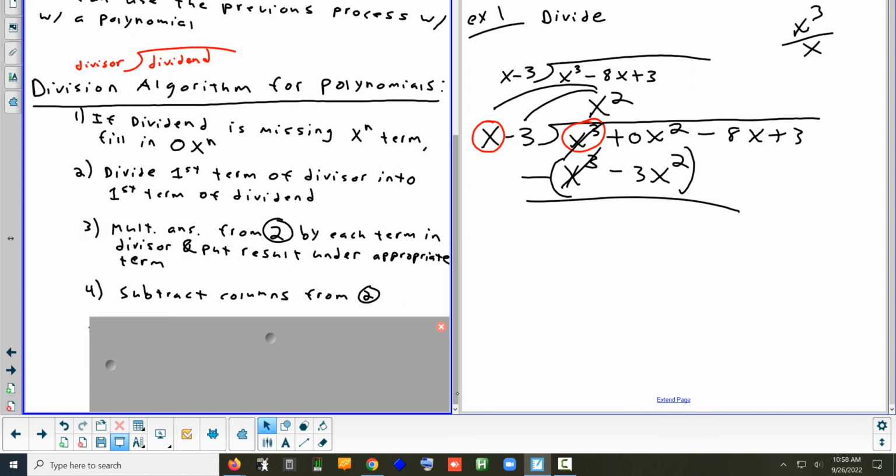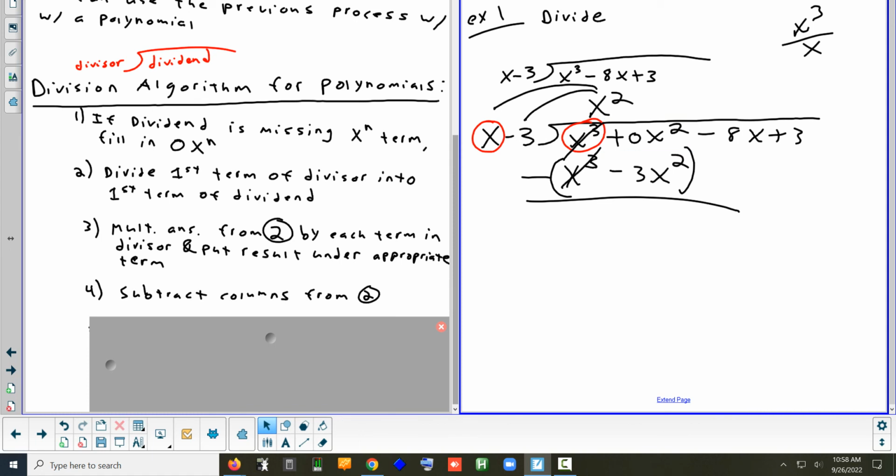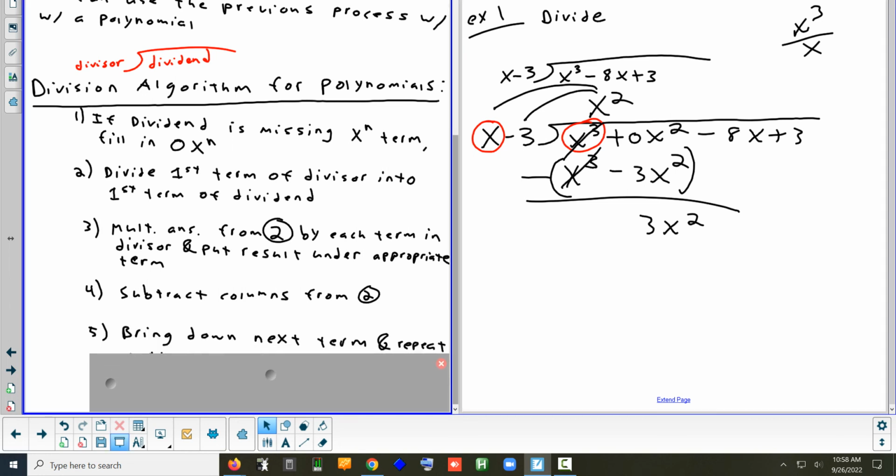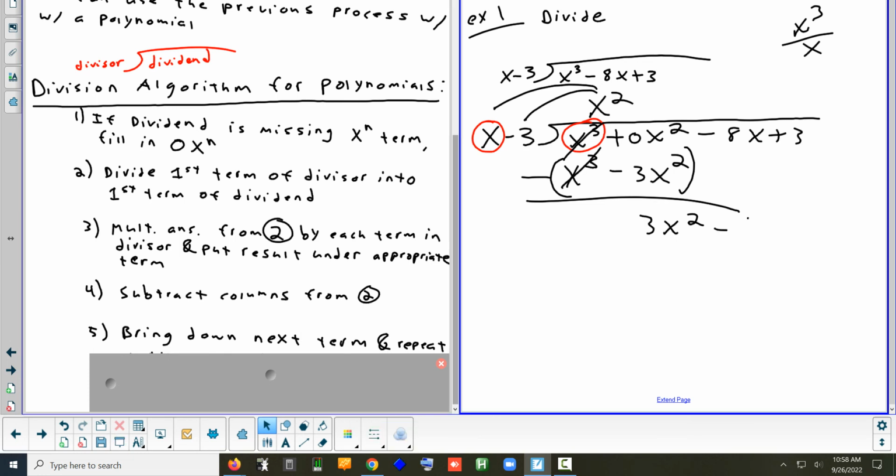So we subtract those. And what's 0x squared minus negative 3x squared? 3x squared. So you have to remember when you do this subtraction, you're doing it to both numbers. x cubed minus x cubed, 0x squared minus negative 3x squared. And then step 5 is bring down the next term and repeat. So the next term is minus 8x.